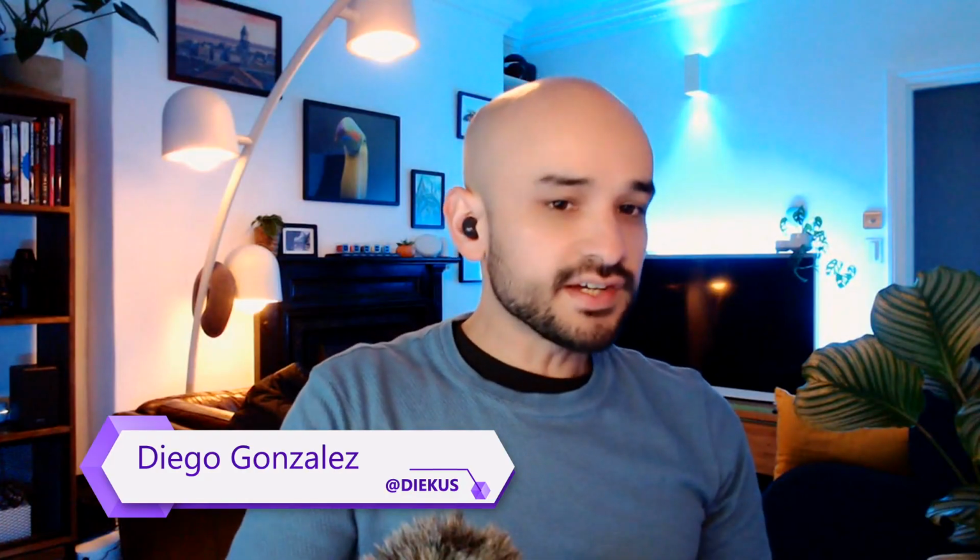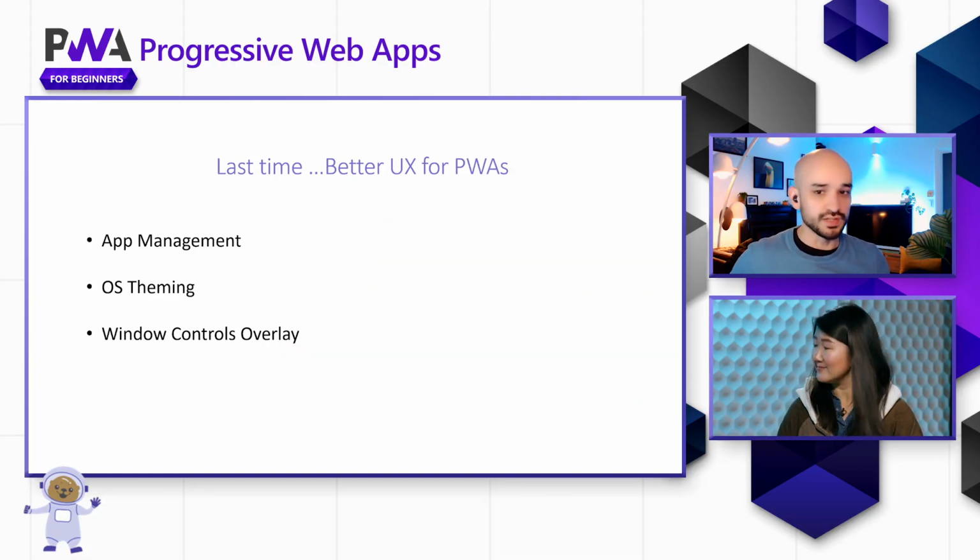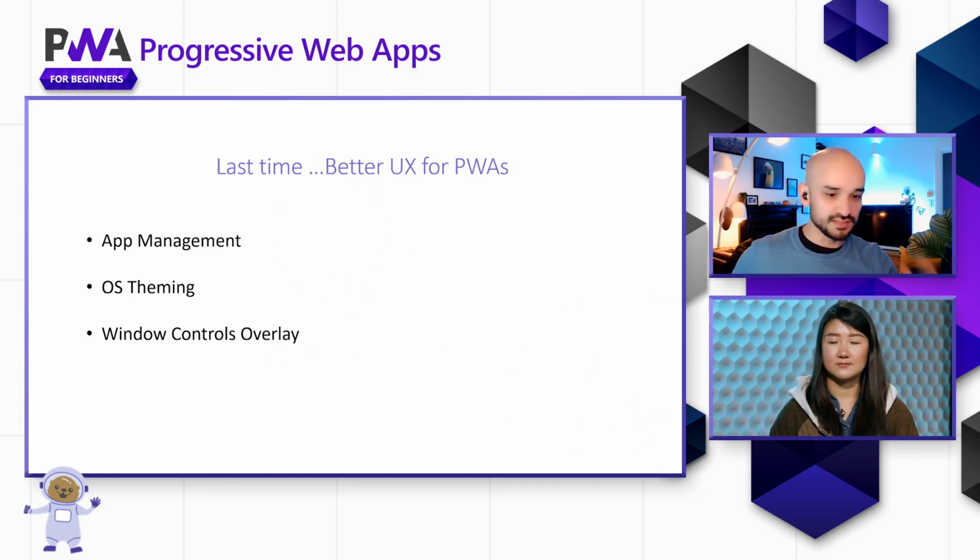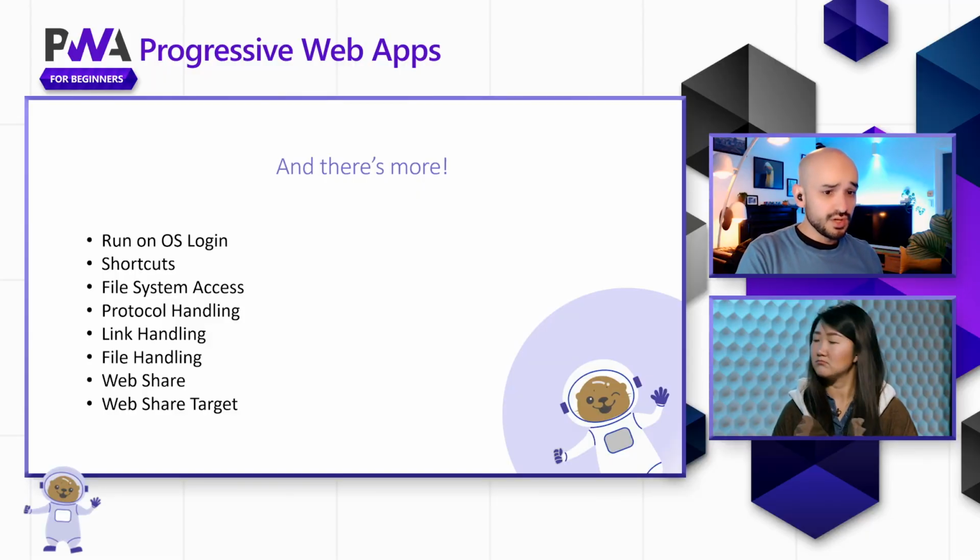Today here with me again is Diego. Last time we were talking about better UX for PWAs, and we mentioned OS theming and window controls overlay, but today we're going to dive so much deeper into a list of things. I want you to go through this list with me, because I think the names are self-explanatory. It's cool to learn all the things you can do now with the web platform in general. Sure. So the first one is run on OS login.